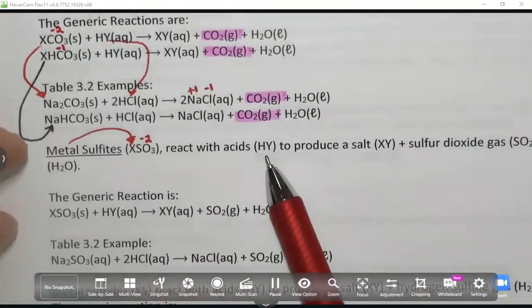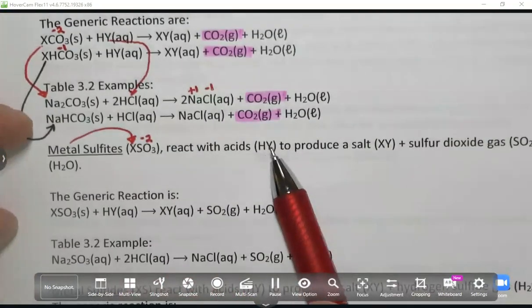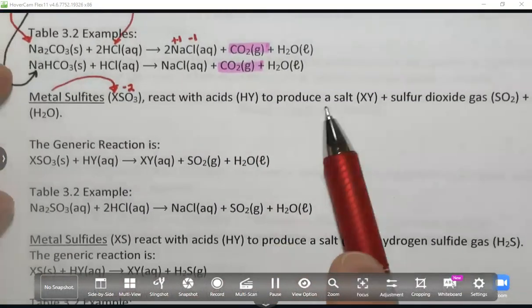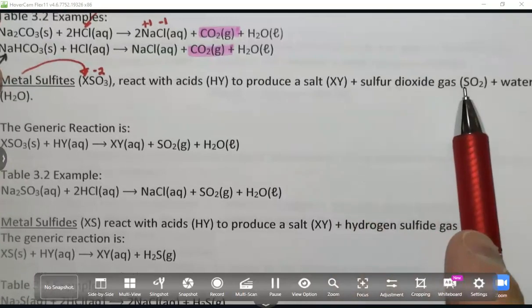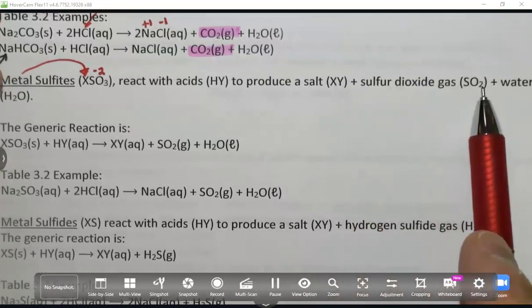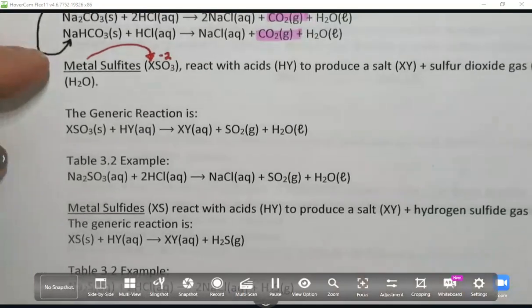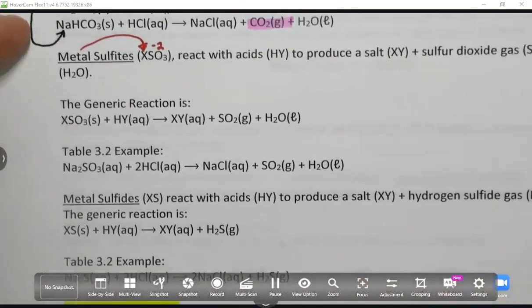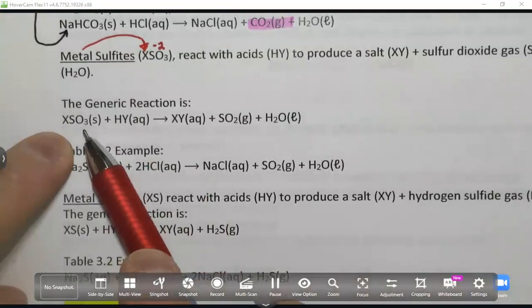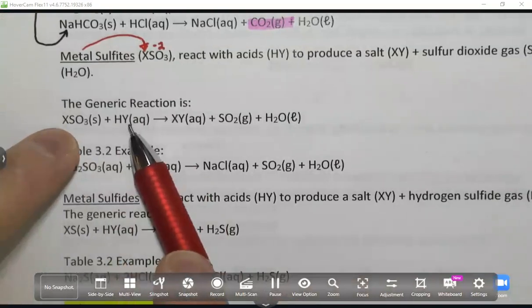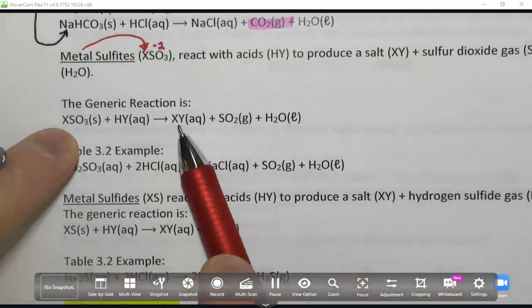So this time we have a metal sulfite plus an acid, HY for an acid, starts with hydrogen. We know we have an acid. We get a salt, XY, but instead of carbon dioxide gas, we get sulfur dioxide gas and water. So here's our generic reaction. This is a metal sulfite. This is our acid. This is our salt.